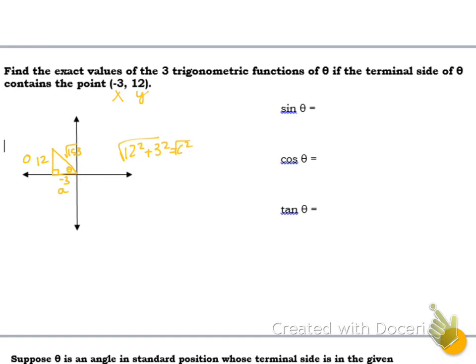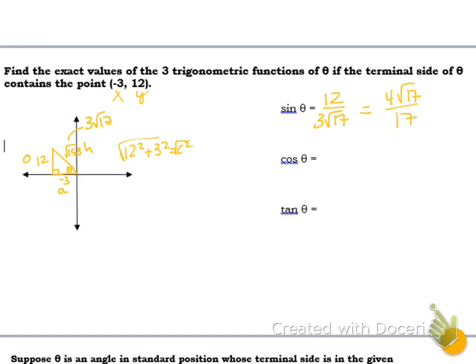Okay, so that's my hypotenuse. So I do my O, then my H, which simplifies to 3 square root 17. Okay, so my O is 12, my H is 3 square root 17. So if I type it in my calculator to simplify it, I would get 4 square root 17 over 17.